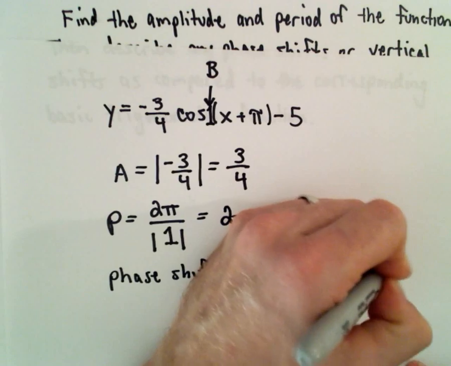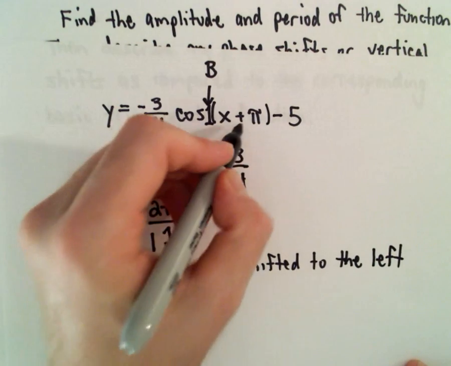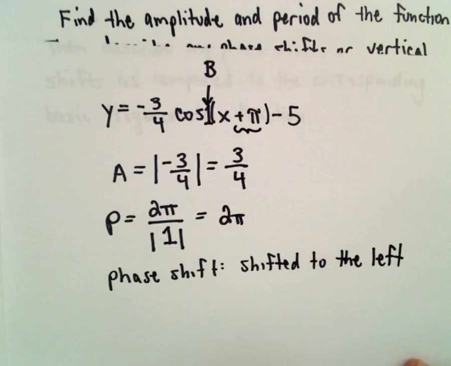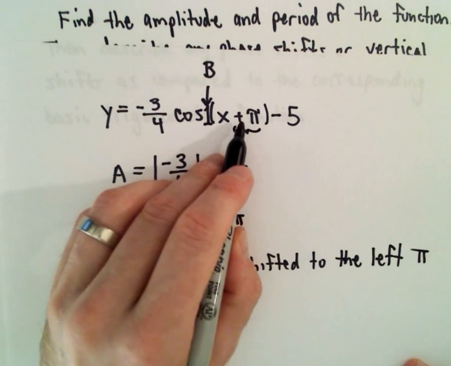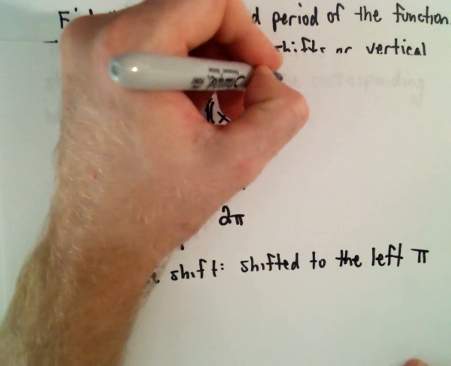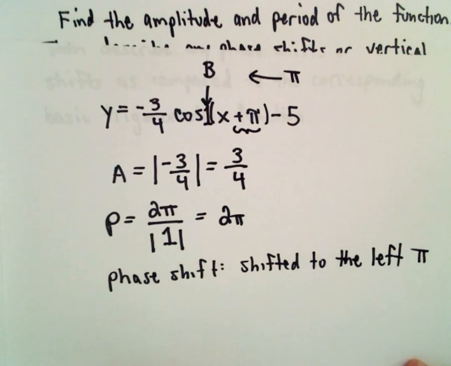It's going to be shifted to the left, and again, I'm looking inside the parentheses. I see this plus pi. It's going to be shifted to the left pi units. So I see positive pi, but it actually goes to the left pi units.